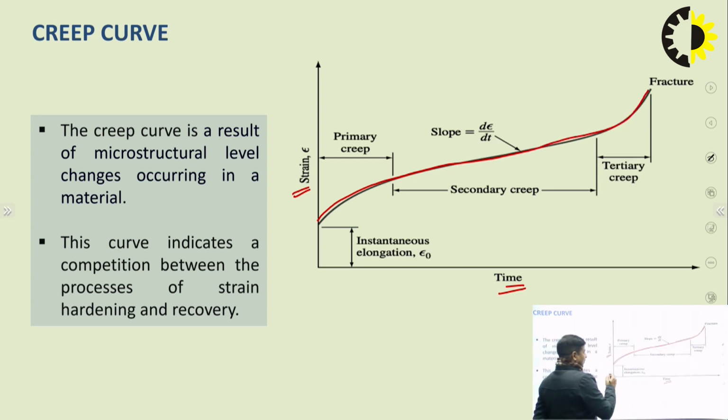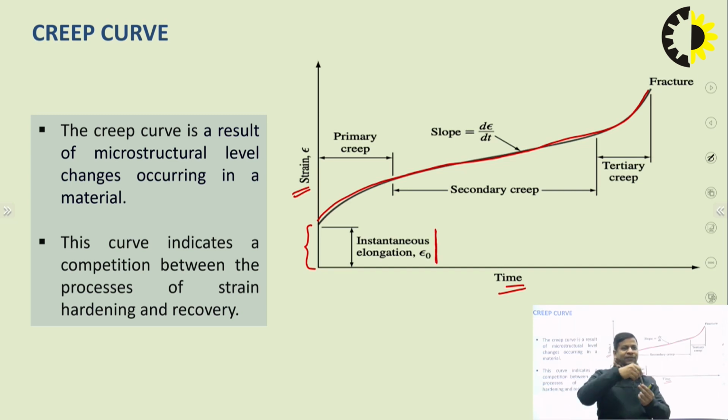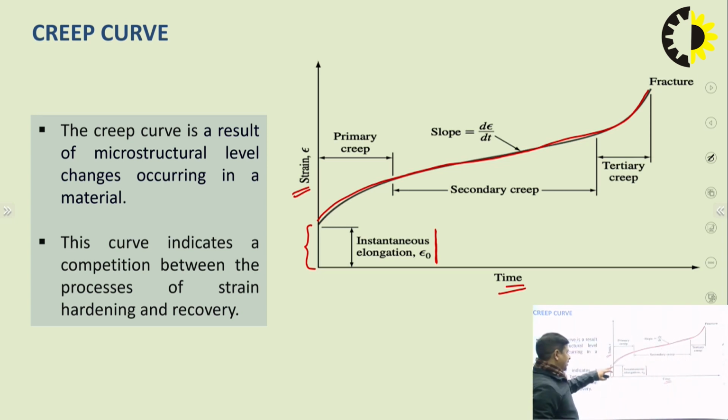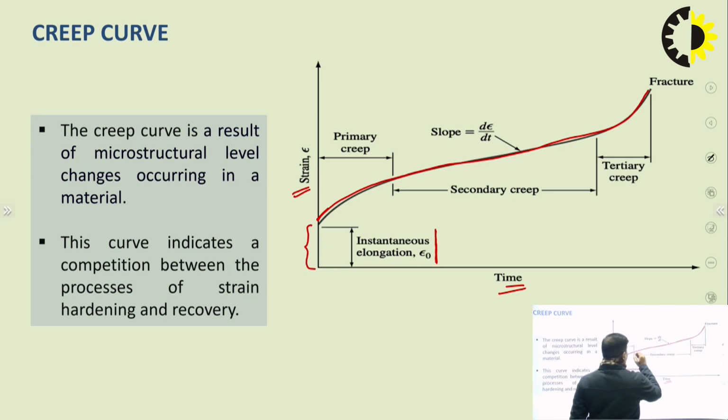So here you just have to observe this gap. What is this gap? This is instantaneous elongation. Why did this happen? Because if I apply any tensile load or any compressive load, a certain change in strain will happen, and after that we try to make it constant.